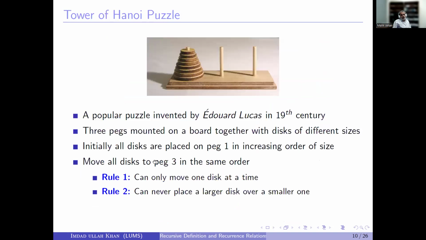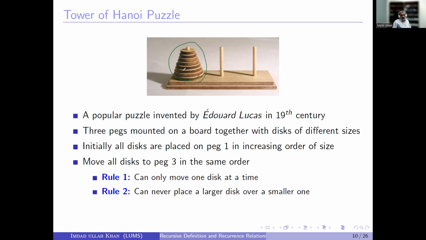Another example is the Tower of Hanoi puzzle. In this puzzle, we have 3 pegs mounted on a board, 3 vertical pillars, and we have some number of discs placed on one of those pegs. The given condition is that all of these discs are sorted, which means that the largest disk is at the bottom and the smallest is on top.